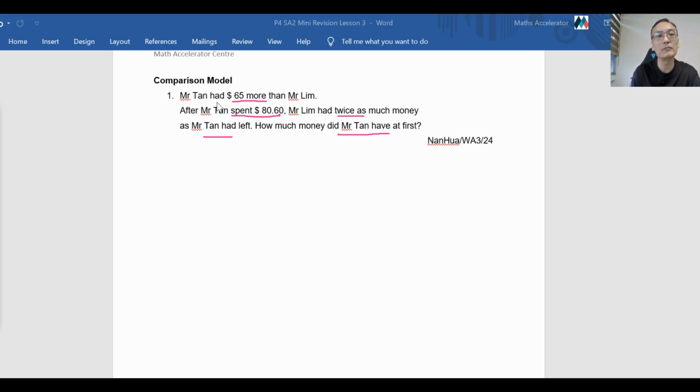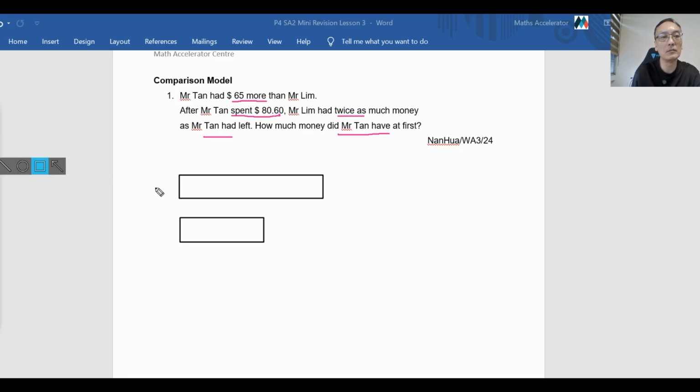model. Number one, Mr. Tan has more money compared to Mr. Lim. So this is Mr. Tan compared to Mr. Lim. Here we indicate the difference of $65. Next, Mr. Tan spent $80.60. So $80.60 will be more than the $65, so we cut our model somewhere here.